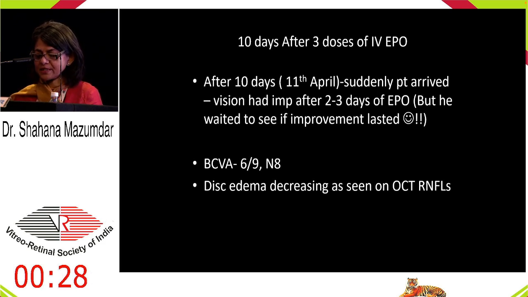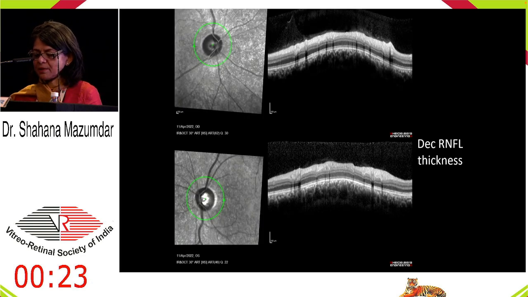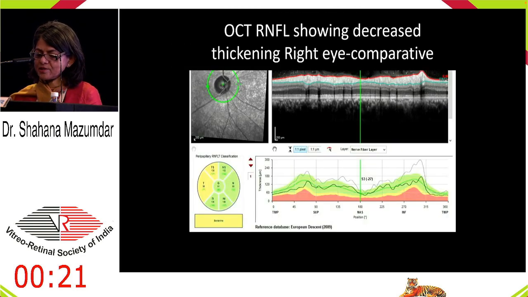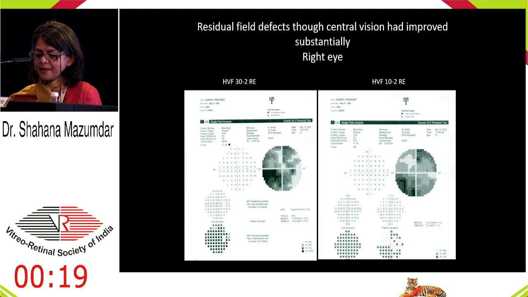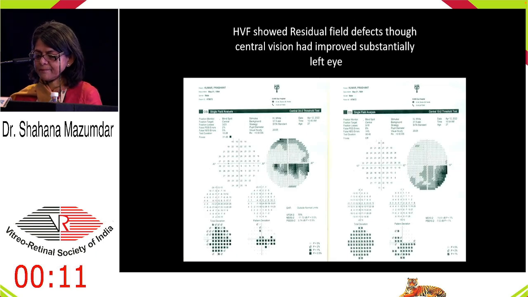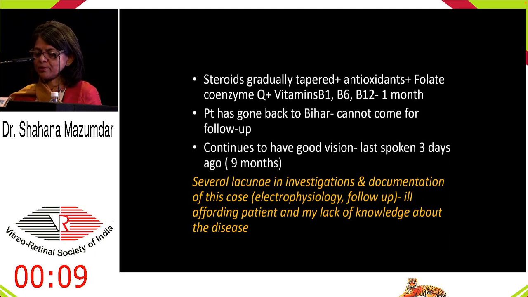Now his vision was 6/9 and N8 and his features were all becoming better. His disc edema was decreasing as confirmed by this comparative OCT RNFL, right eye, left eye. Now I could do his fields. The fields showed the center was somewhat okay, but the rest was quite affected. This is the right eye. The left eye was a little better. He was given tapering oral steroids, antioxidants, folate, which are the standard of care for such patients, and vitamins B1, B6, B12. Since he has gone back to Bihar, he has not come back, but he says he's okay. He talks to me on the phone, but doesn't come back.